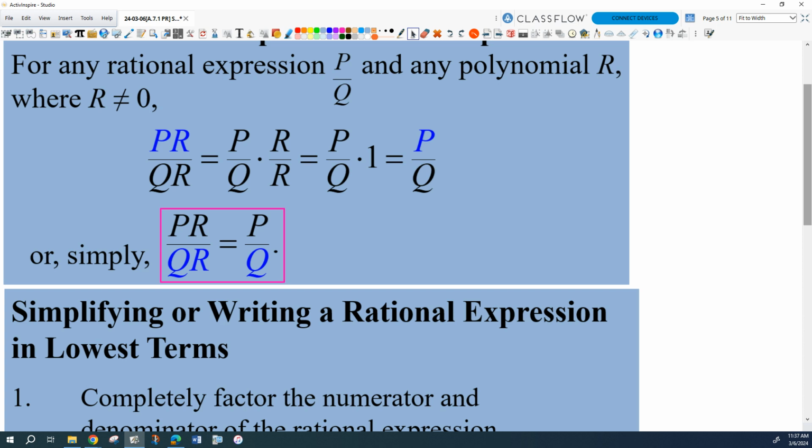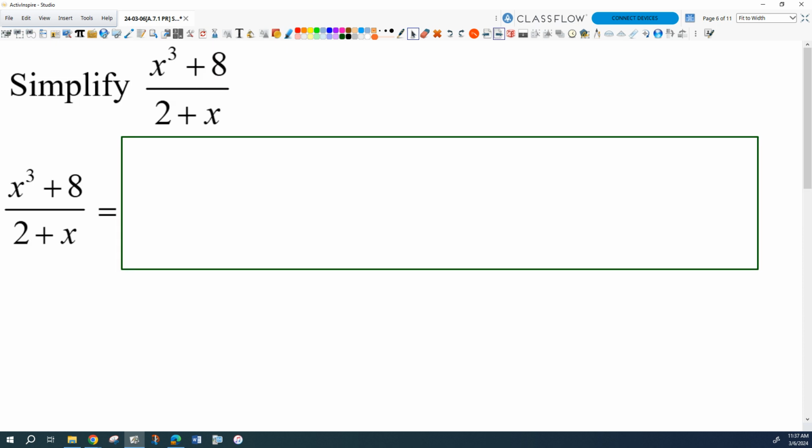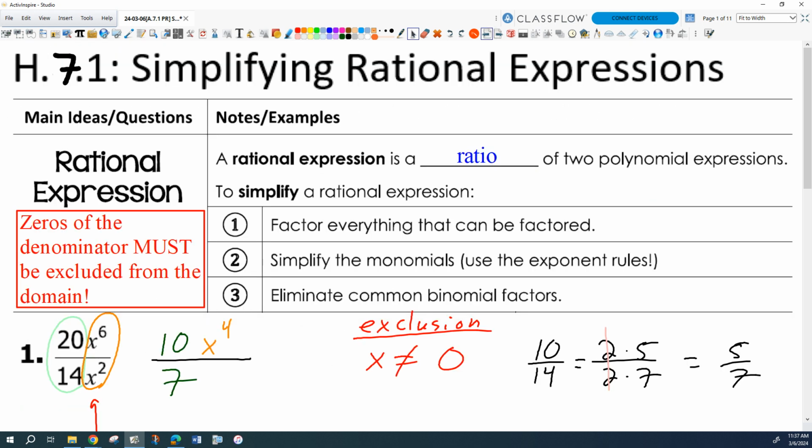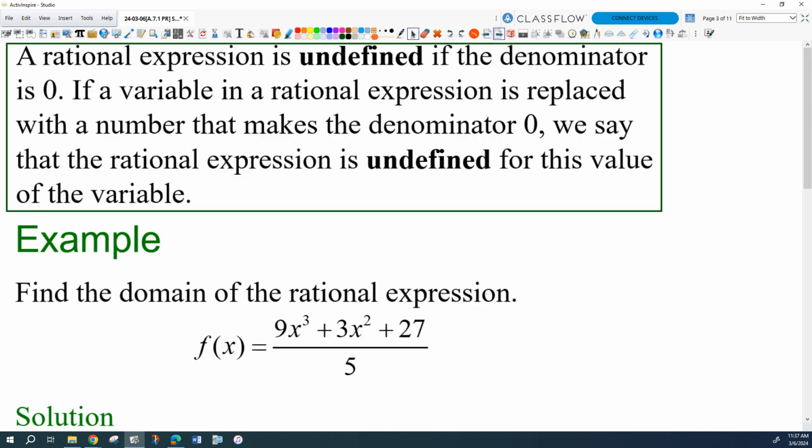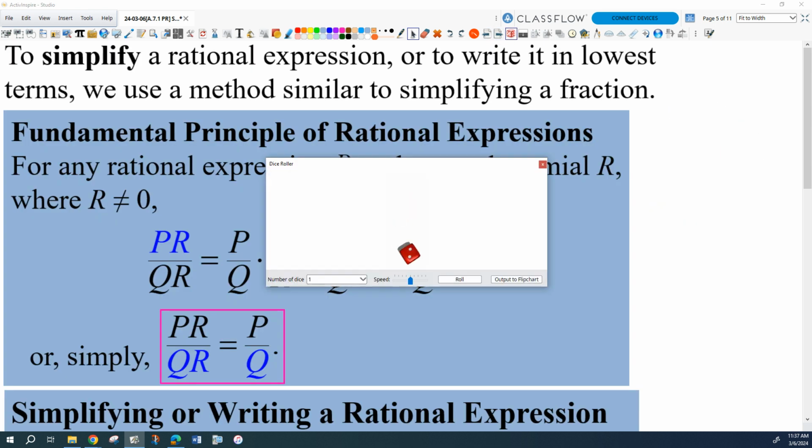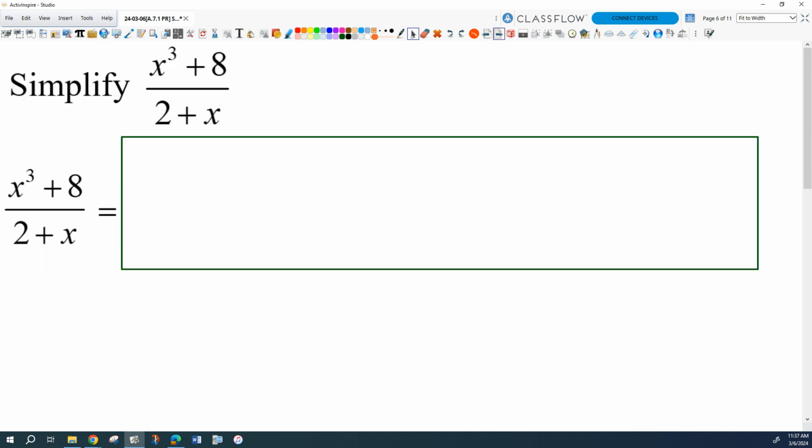Okay, so let's try this then. What's our process? What are we going to try to do first? If we go back to our instructions here, what are the things we do? We factor everything that can be factored, and then we simplify by eliminating common factors. If they're monomials, we can use properties of exponents, but if they're not, we just eliminate common factors. We cancel them. But we got to get this thing factored, right? So first step is factor it.